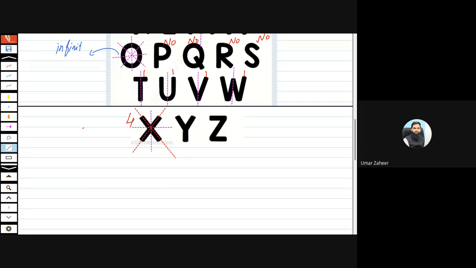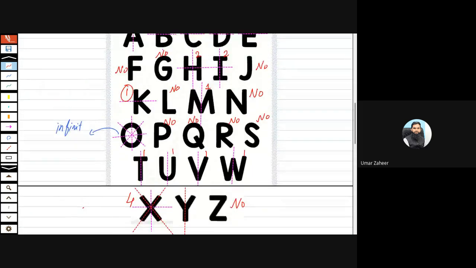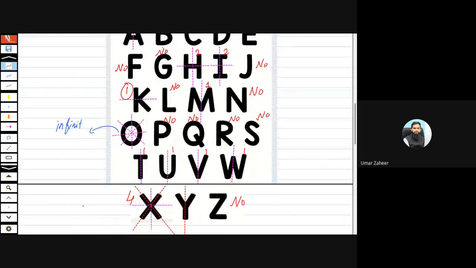How many lines of symmetry in Y? One vertical. There is only one vertical because you are getting this image on the other side. And in Z, we don't have any line of symmetry. Clear? Yes, sir. I hope after doing this, you have a very good idea what is meant by symmetry or line of symmetry.